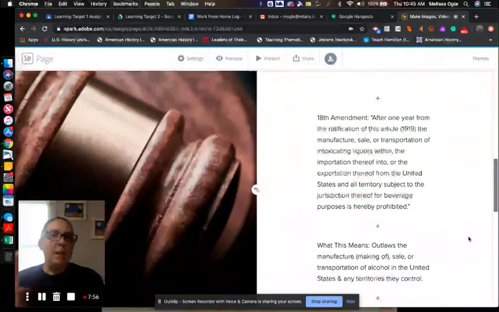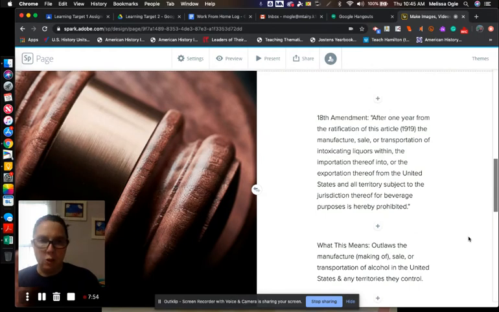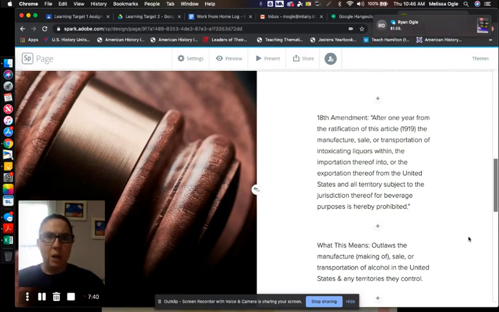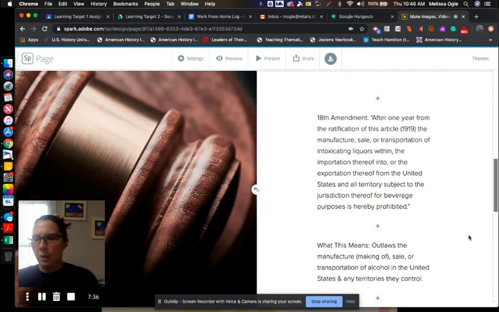And what this means is that it is illegal to manufacture, which means to make, to sell, or to transport any type of alcohol within the United States, so from state to state, or out of the United States into another country, or from other countries into the United States. And so they're basically controlling it so there is no alcohol being permitted, selling to and from. Okay.